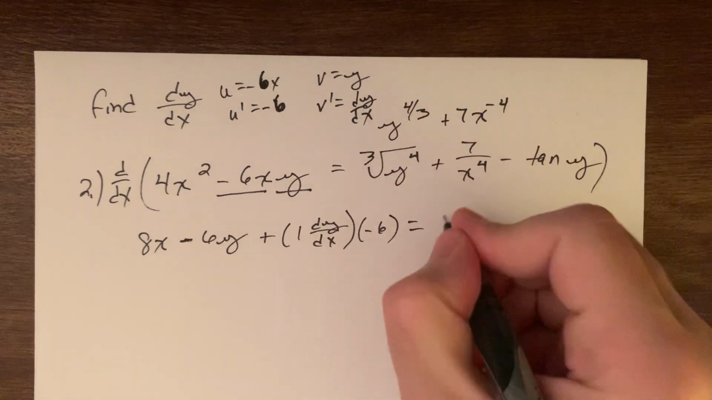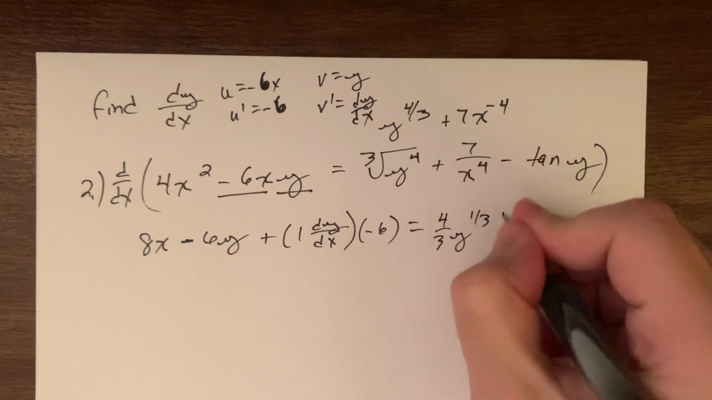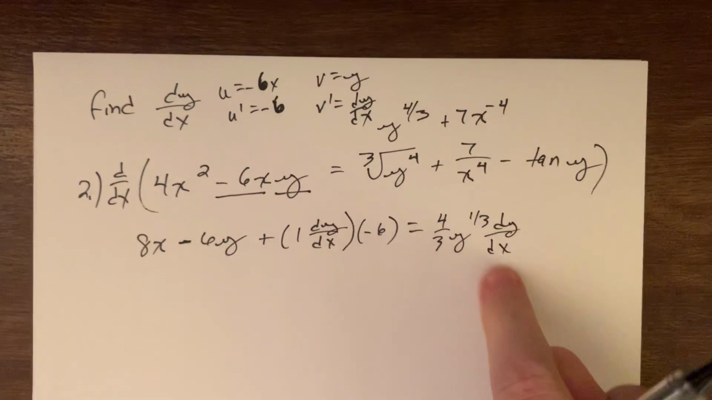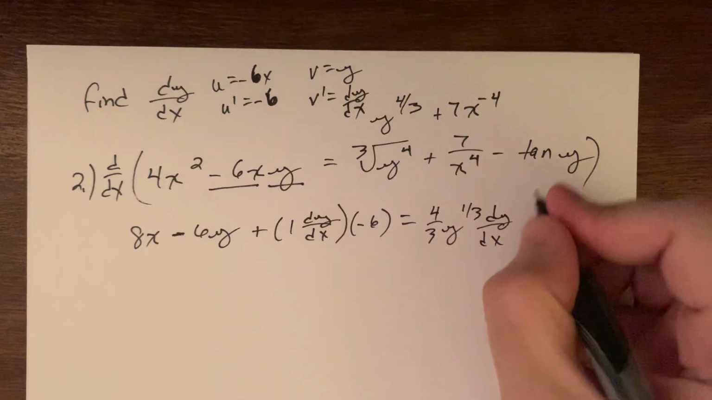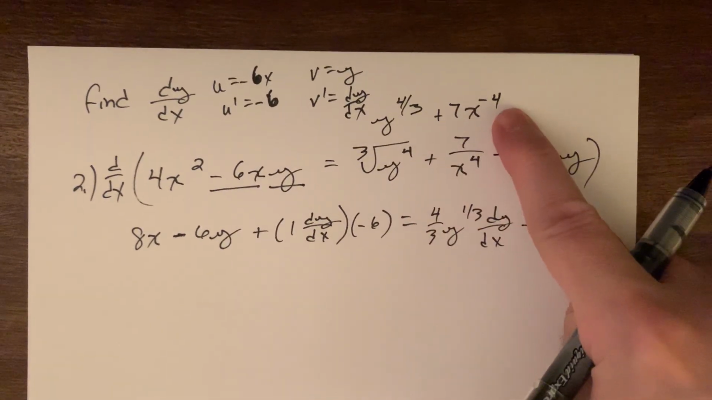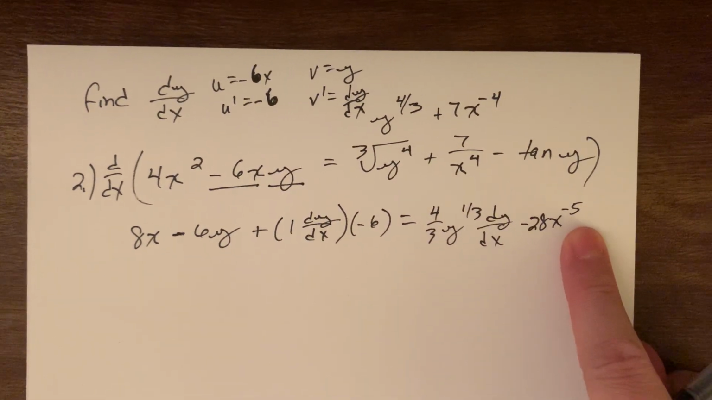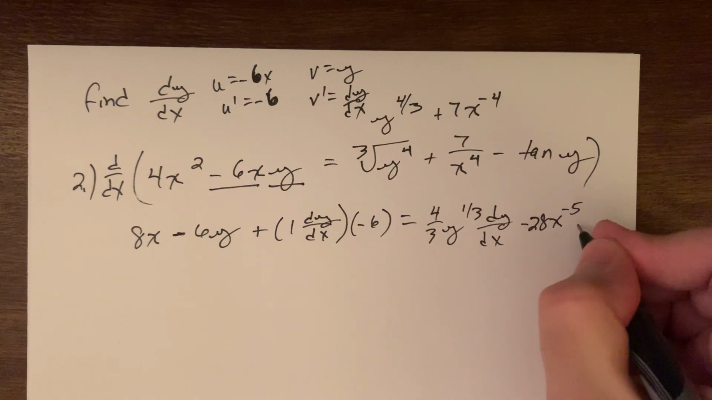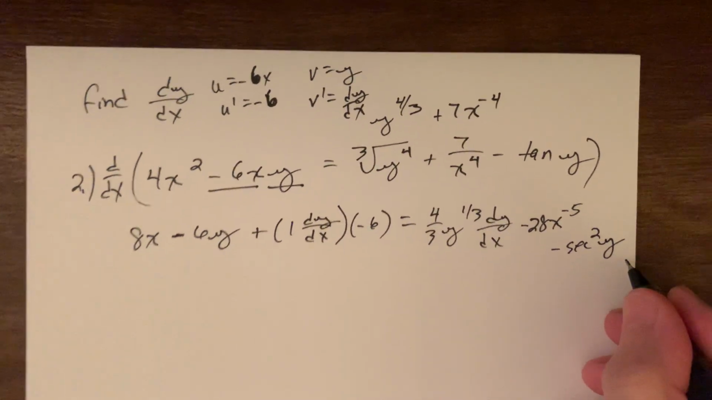Still just a power rule. 4/3 y to the 1/3, but you took a derivative of a y, gets marked dy dx. Here, minus 28 x to the negative 5. No extra marking. Derivative was a variable x, so nothing extra at the end. Finally, minus tangent becomes minus secant squared y.